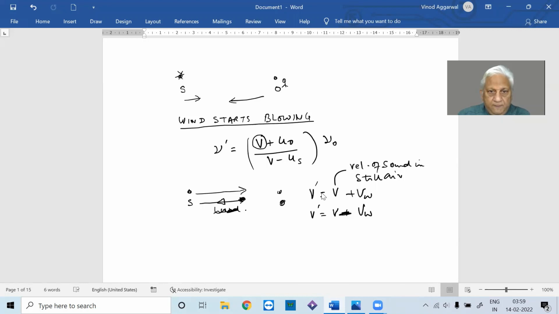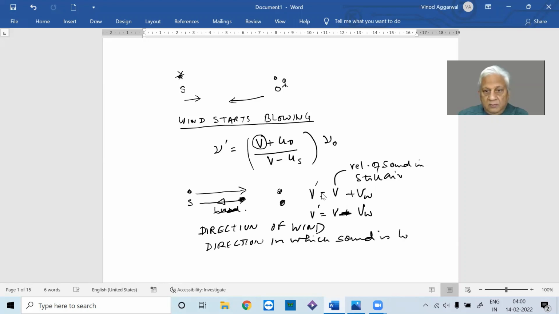Basically, what you have to see is you have to clearly see the direction of wind, and the direction in which sound is to be heard. If they are in line with each other, if the direction of wind and the direction in which the sound is to be heard is same, then the velocity gets added. Otherwise, the velocity will get subtracted.